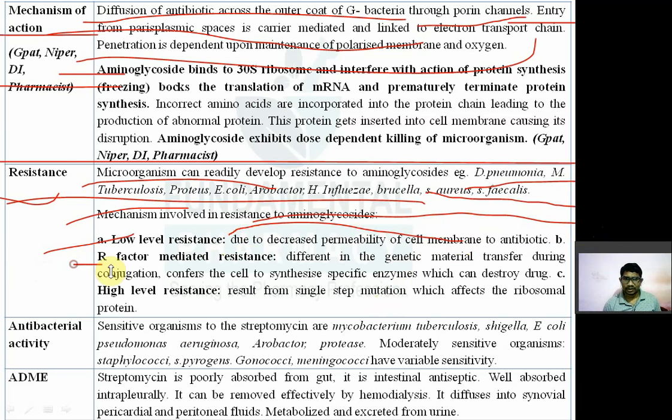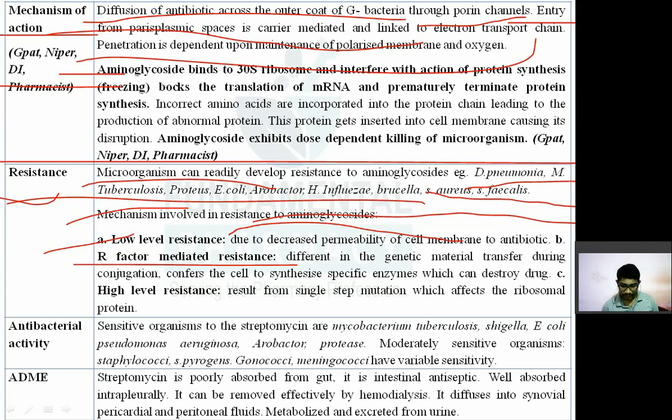Then the second one is R factor mediated resistance or plasmid mediated resistance. What does that mean? Suppose some bacteria have developed resistance to the antibiotic. Bacteria try to multiply themselves, they also grow their lineage. When they multiply, their genetic material is transferred. And you know that there is a circular DNA in the bacteria known as a plasmid. So they will try to find an alternate process to survive in the presence of that antibiotic, through genetic material transfer during conjugation. That conforms the cell to synthesize a specific enzyme which can destroy the drug.